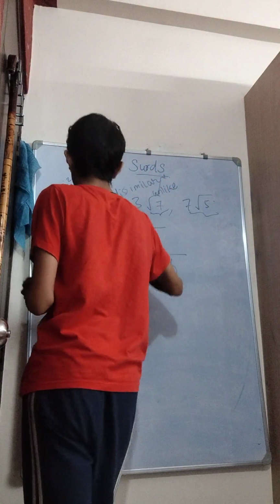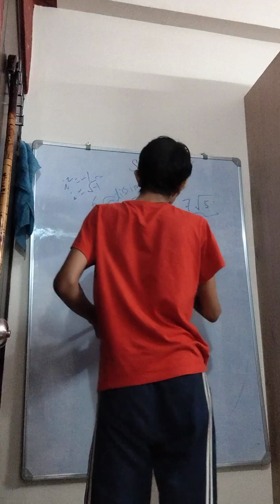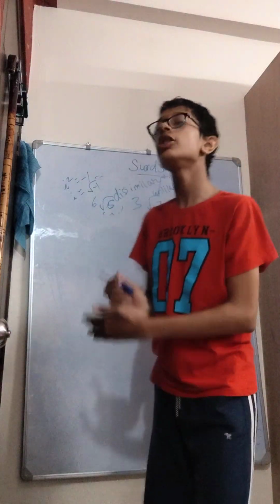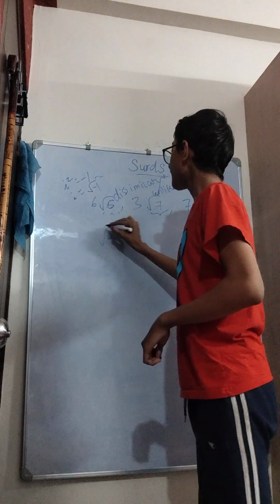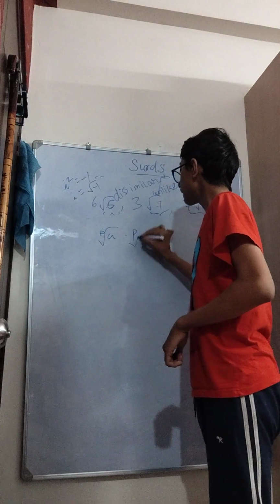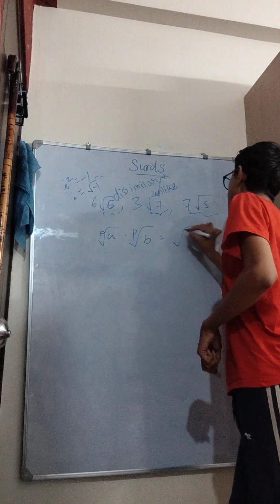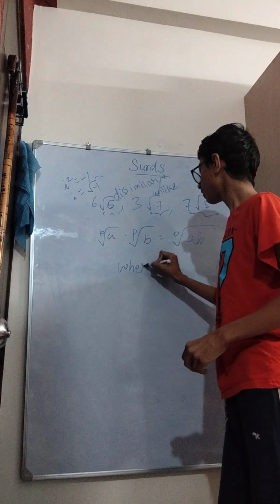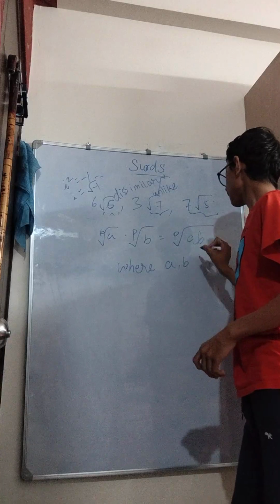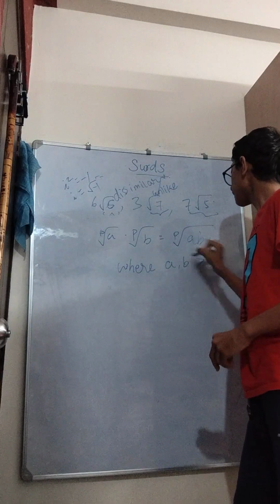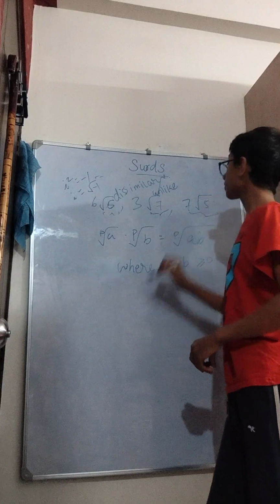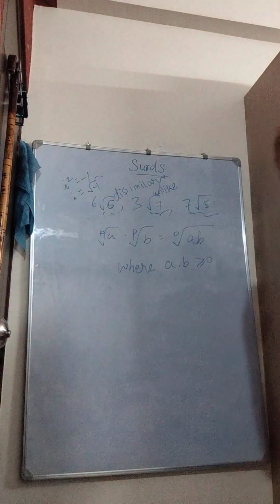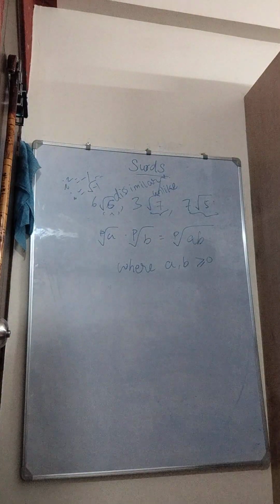On YouTube they'll give some problems. They'll solve something and say this is wrong, find the mistake. Whenever they use this property, you should remember the pth root of A into the pth root of B is equal to the pth root of AB, where AB is always greater than or equal to 0, because 0 into 0 is 0 itself.